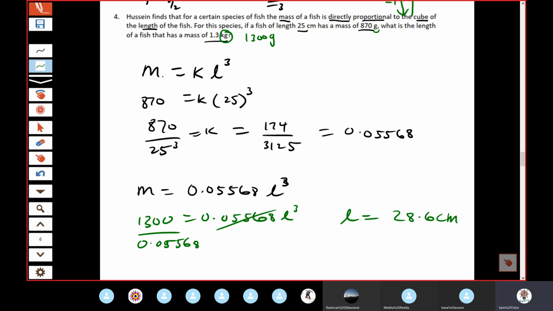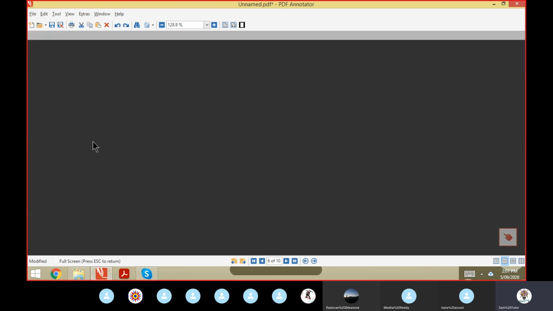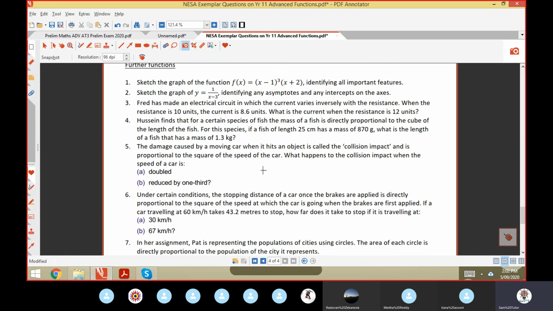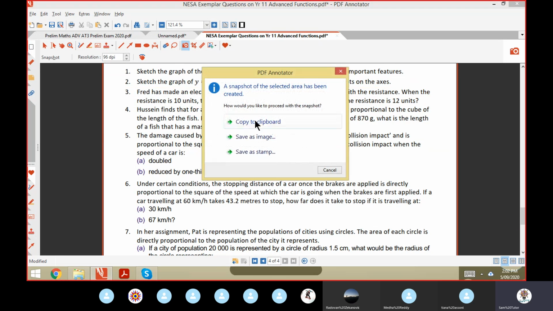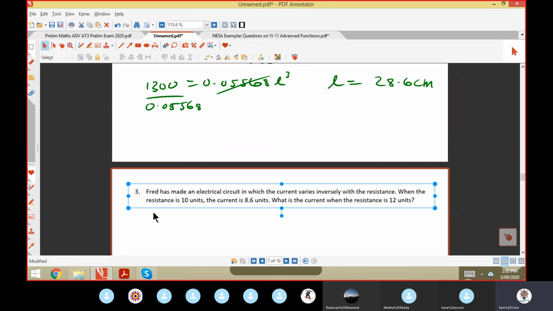So the math again to this question is pretty straightforward. It's just this first line. If you don't know that, you're going to get really stuck with the question. So let me just see if I can find you another quick one. Yeah, number 3. We'll just get the first line out, just so you guys can get used to this.